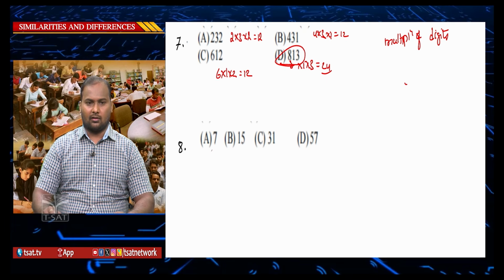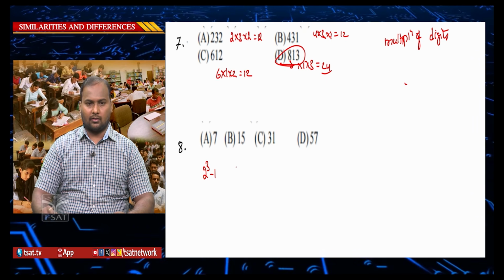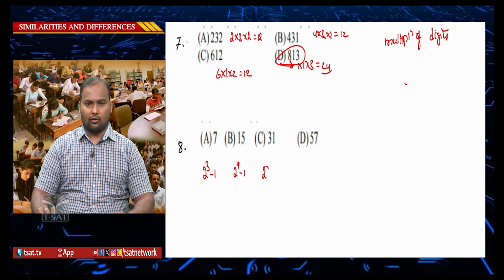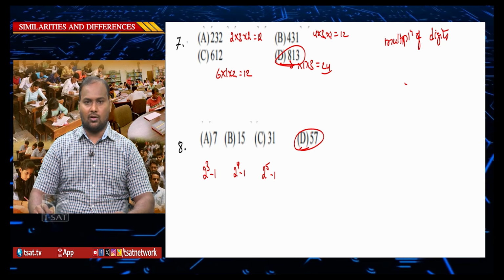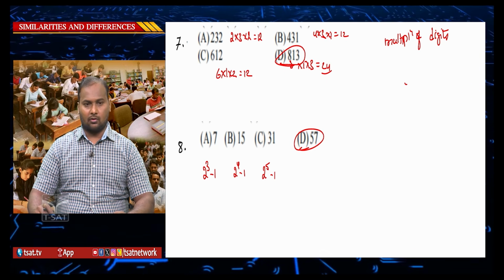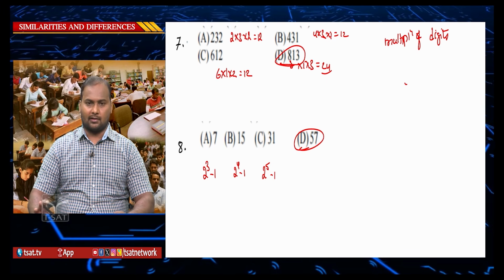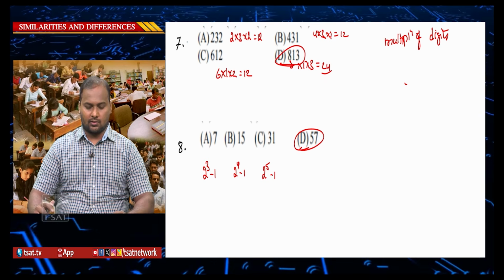If you see 7, I can write it like 2 cube minus 1. If you see 15, I can write it like 2 power 4 minus 1. And 31, I can write like 2 power 5 minus 1. And this is not possible for option D. So our answer is option D. So what is the common similar thing about this one? The similar thing is everything is 2 power something minus 1. That is the logic here.